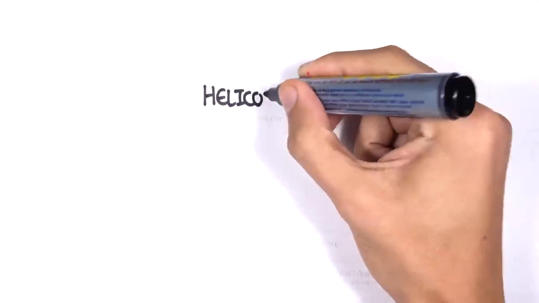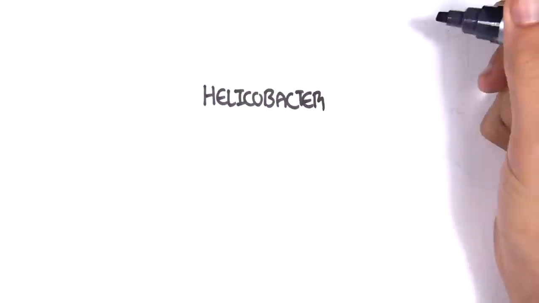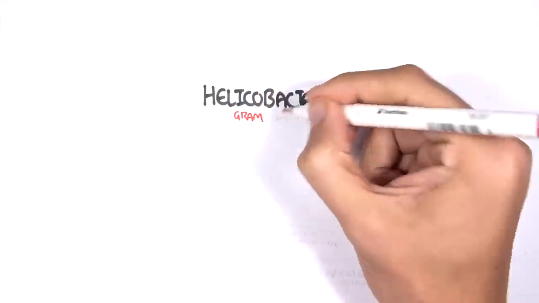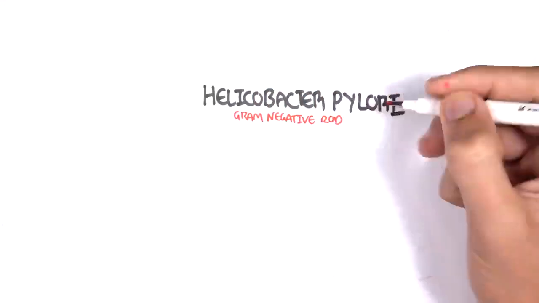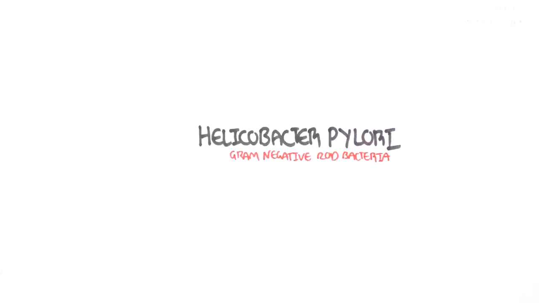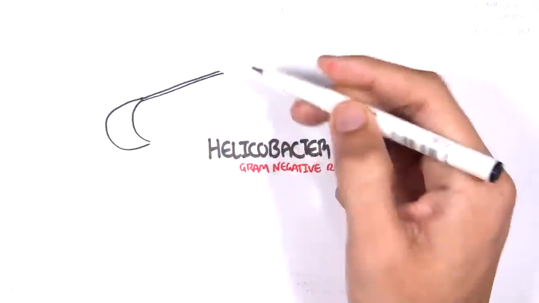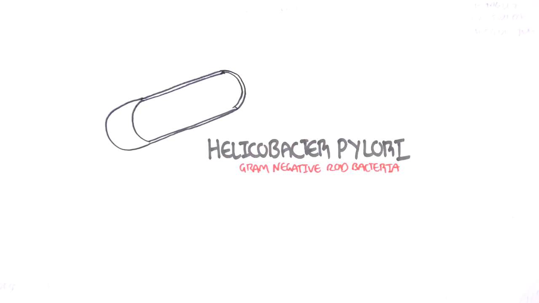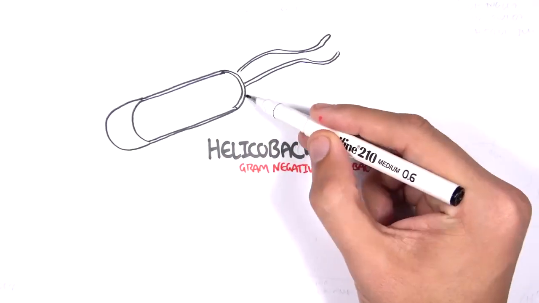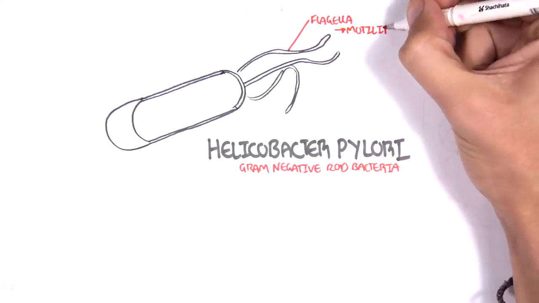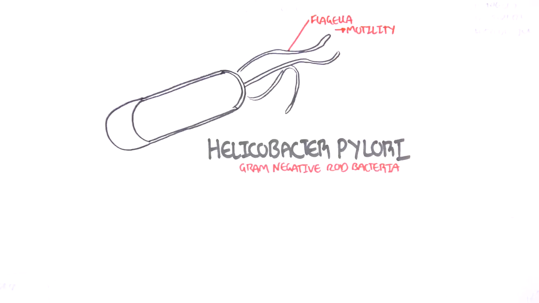In this video, we're going to look at Helicobacter pylori, the bacteria known to cause peptic ulcers as well as duodenal ulcers. Helicobacter pylori is a gram-negative rod bacteria. Here I'm drawing a simplified structure of the bacteria. H. pylori have flagella, which help in motility, in moving around. It also has DNA, which is circular within it.